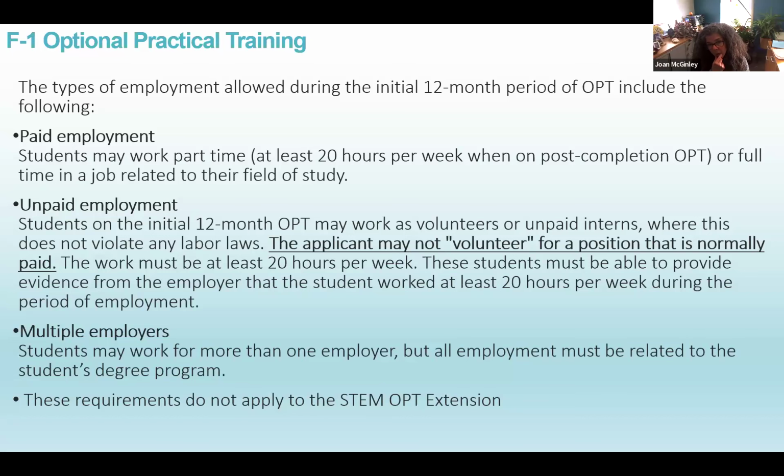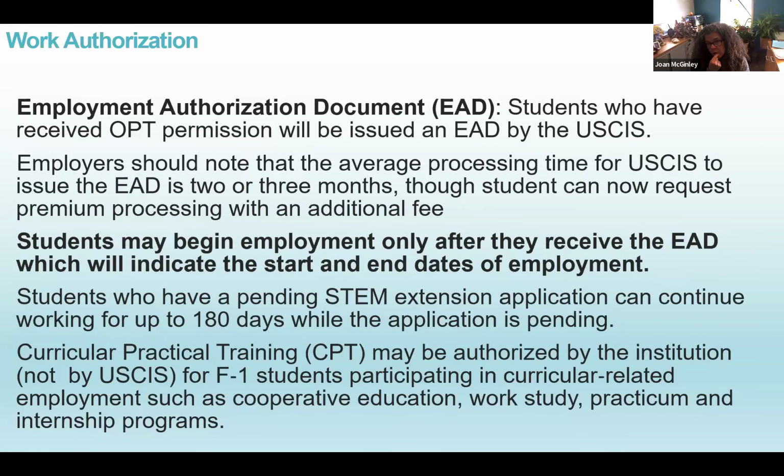Can you do the next slide? So you can have unpaid employment during your post-completion OPT, but during your STEM extension, you have to have paid employment. You can submit your application. As long as you submit the STEM application before your OPT expires, you get 180 days to continue working while you are waiting for that STEM extension to get approved.